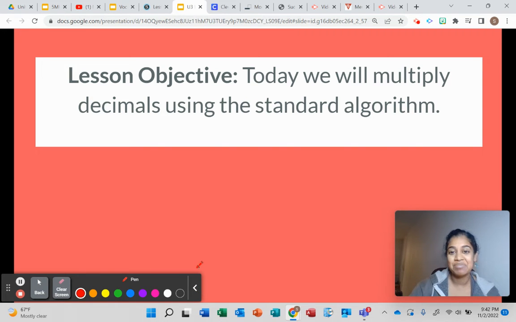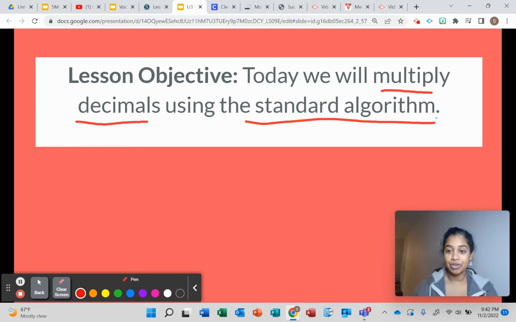Let's go over today's lesson objective. So, our lesson objective for today: we will multiply decimals using the standard algorithm.